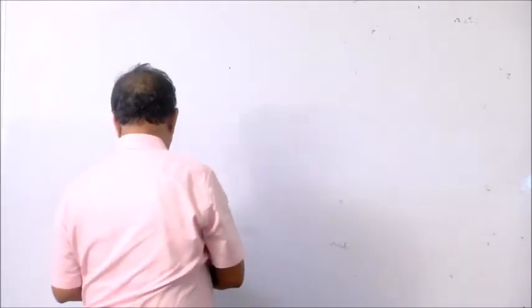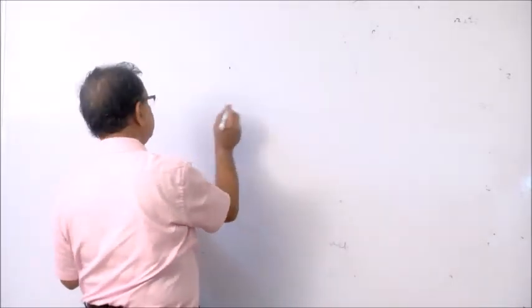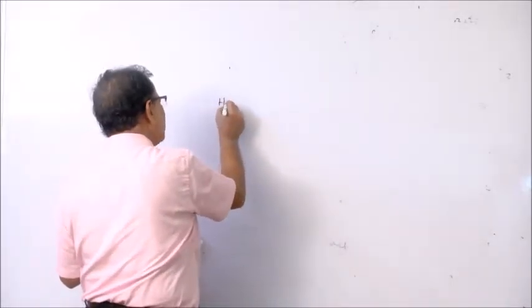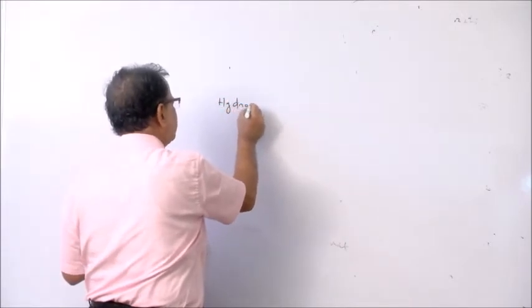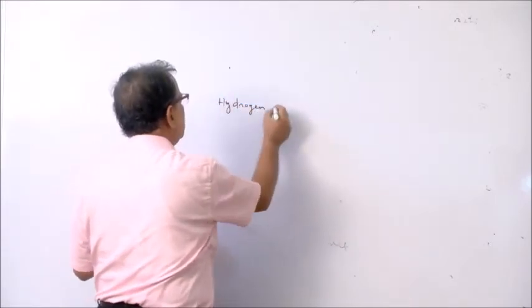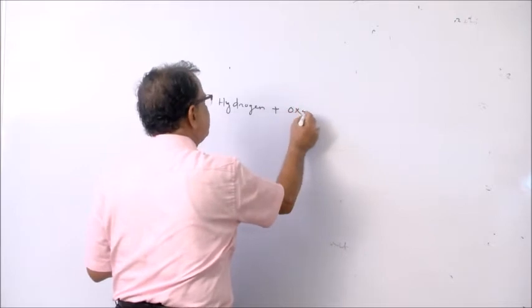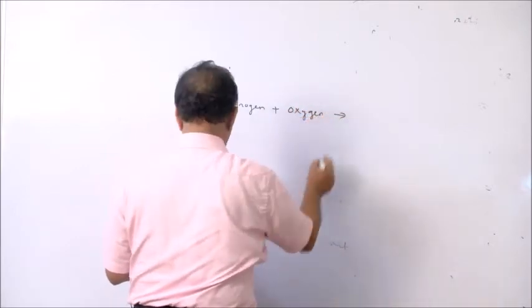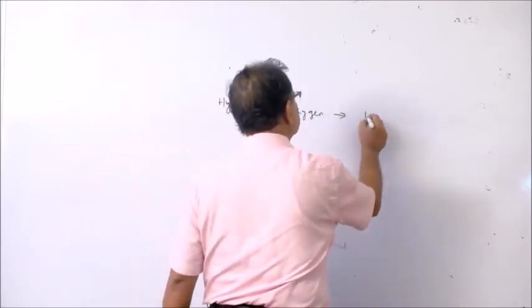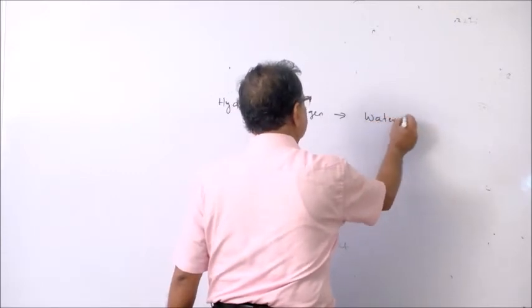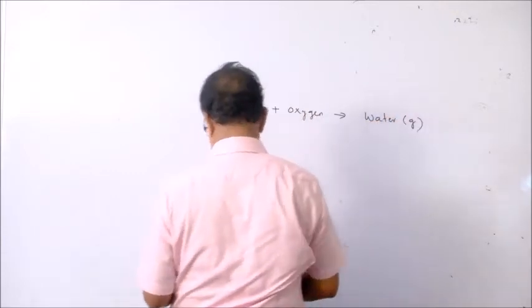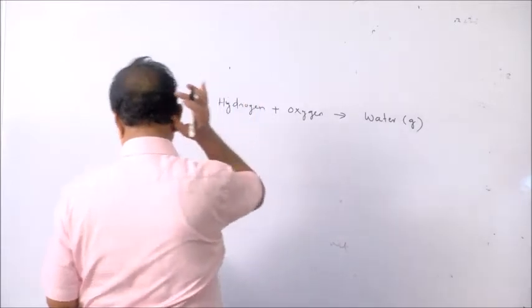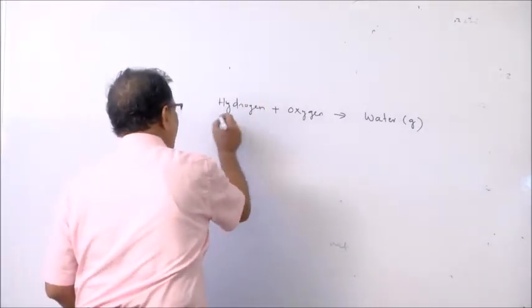For example, you take hydrogen plus oxygen. We want to know the formula of hydrogen. Hydrogen plus oxygen forms water gas, water vapor. So here we see 2 volumes experimentally.